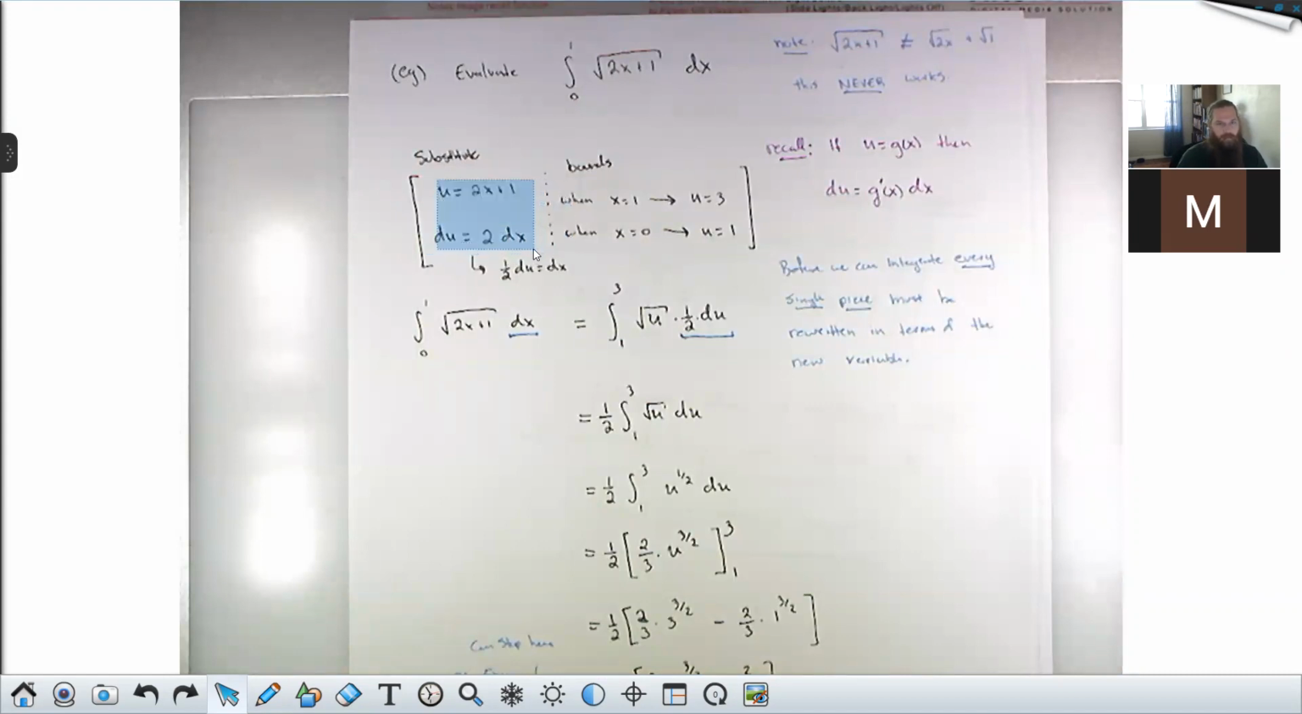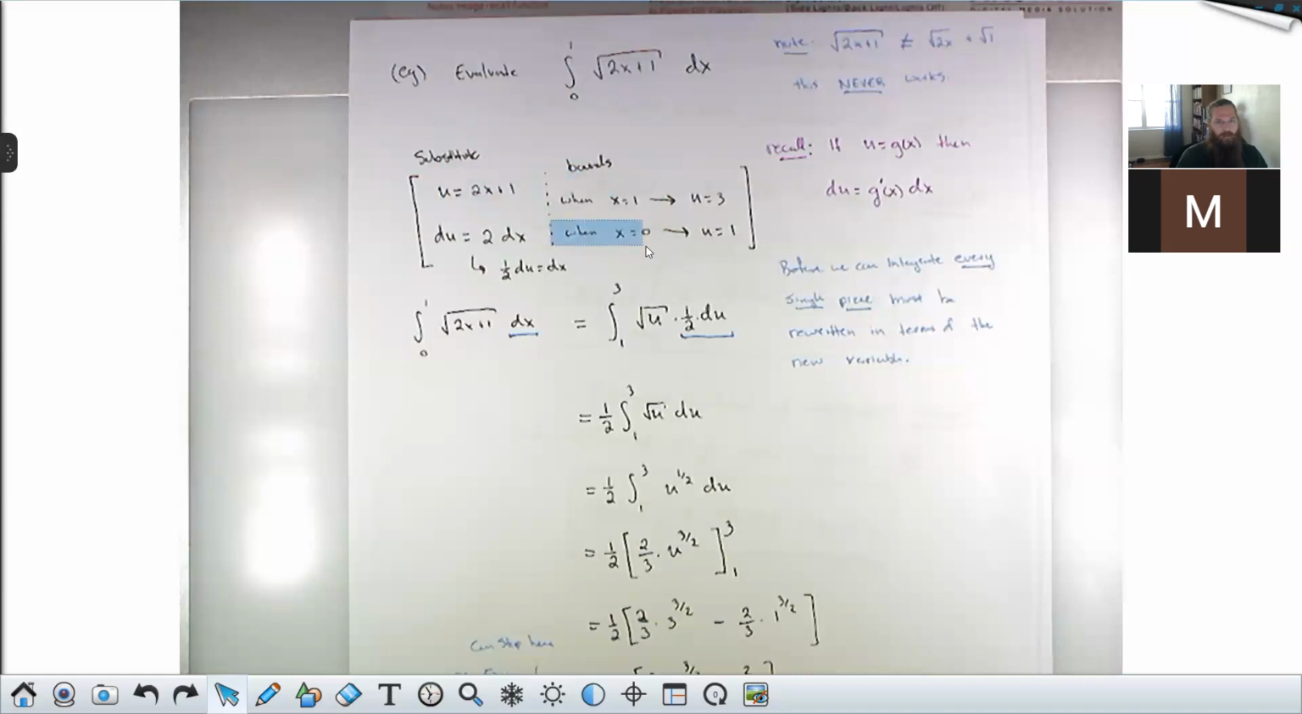Having calculated this, we now change our bounds. Because it's a definite integral, it has bounds, but these old bounds are x values. Remember, the thing we're finding here is the area underneath the square root of 2x plus 1 from x equals 0 to x equals 1. Since I'm changing my variable, I need to change my bounds. These are old x values, so I need to cook up some new u values, new bounds that are appropriate for this new variable. To do that, I plug the old bounds into the substitution.